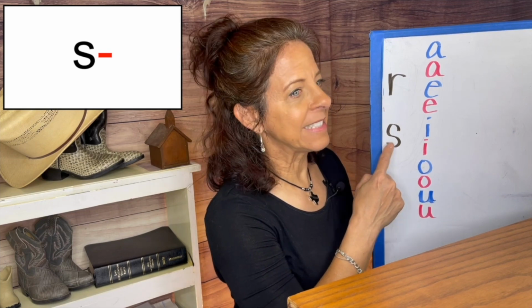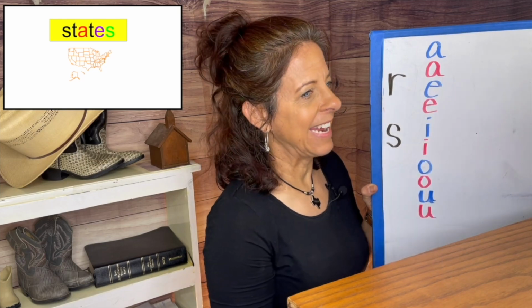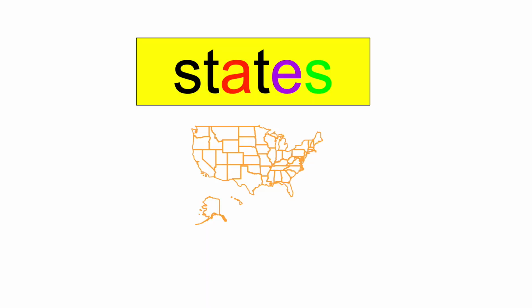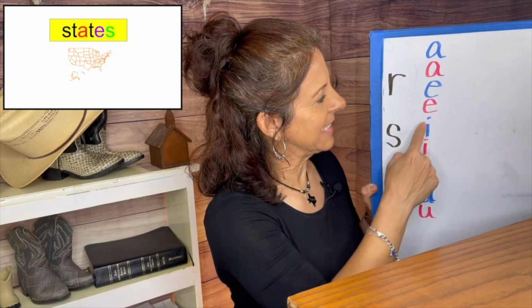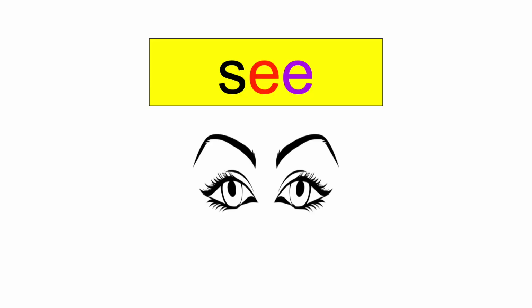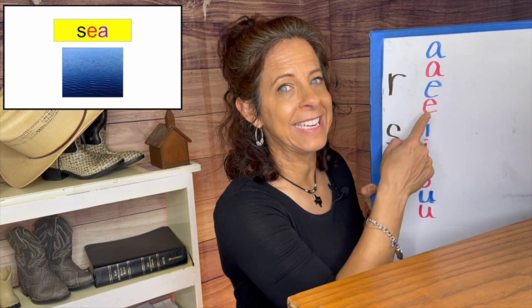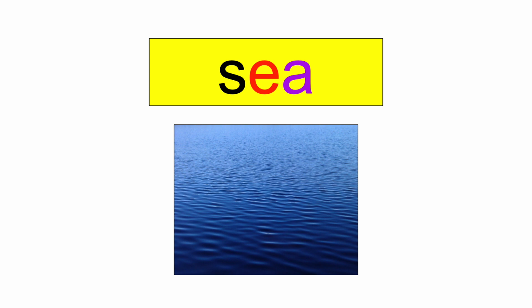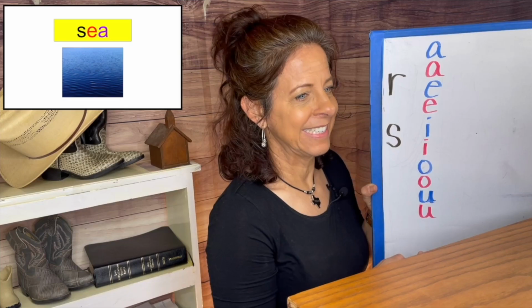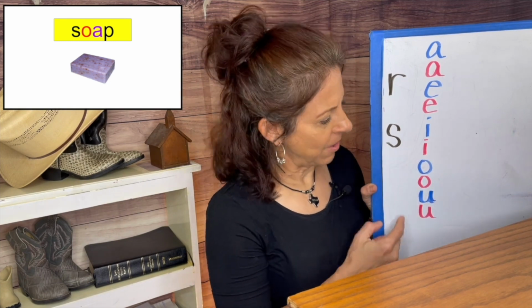S with red letters. St-eights. A with E, A says A. E with E, E says E. C, E with A, E says E. S-ope, O with A, O says O.